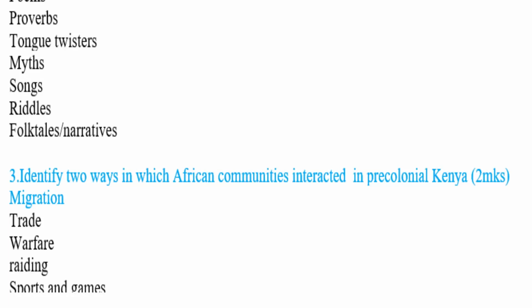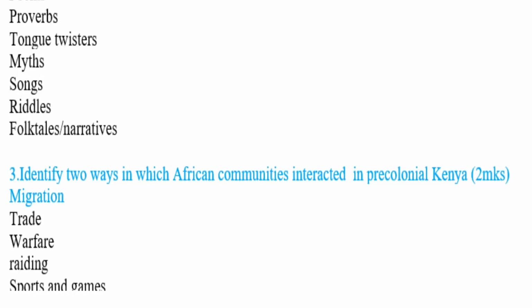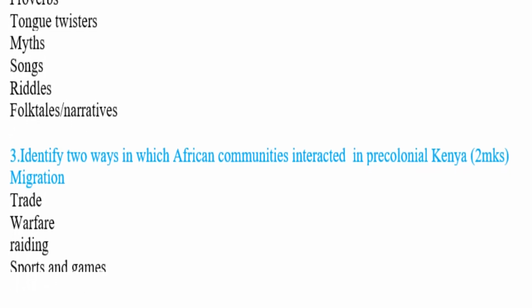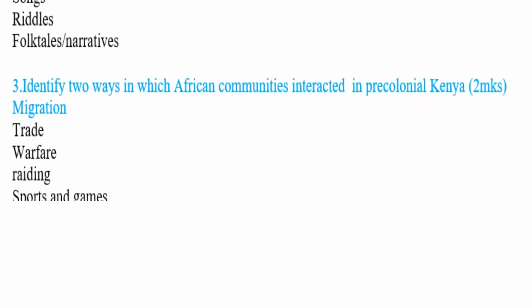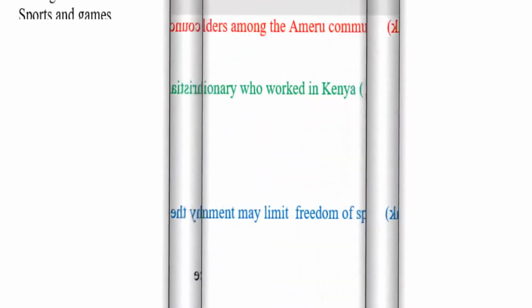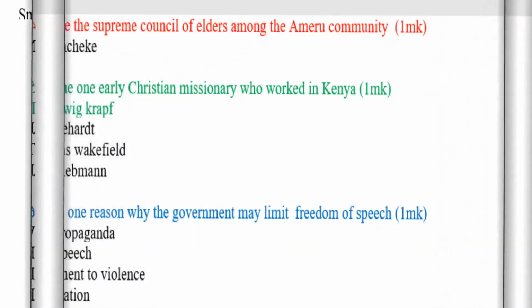This question is very common. You might find it in your exam. Identify two ways in which African communities interacted in pre-colonial Kenya. Migration, trade, warfare, raiding, sports and games. If we have left any other point, you can write in the comment section. Remember, we said we would like all of us to participate.